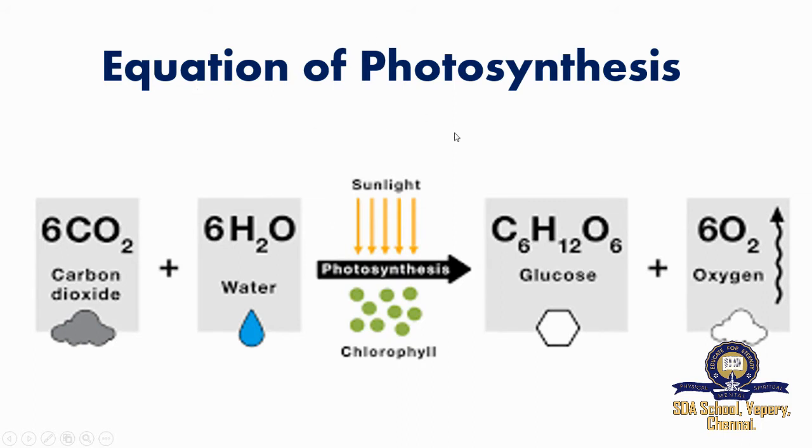And for this equation to get stabilized, the glucose formula we know is C6H12O6. C6H12O6 is the glucose formula. And since we know the carbon dioxide formula is CO2 and the water formula is H2O, to balance this equation, we are adding a number 6 before these two formulas.